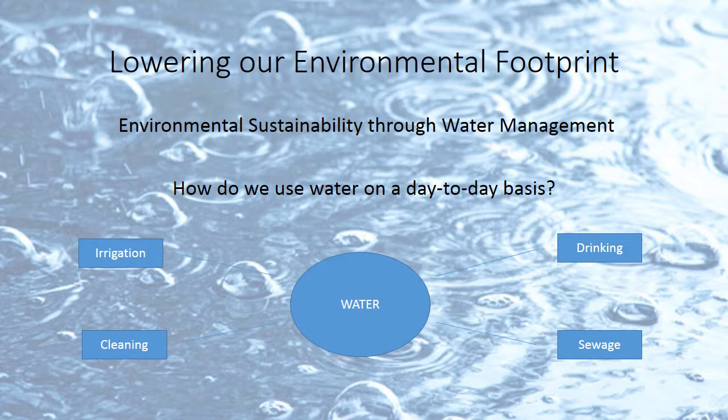We're going to do this through water management. We're going to look at how we use water on a day-to-day basis. Let's do a mind map and think of ways that we use water at school during the day. We use water for what? That's right, drinking, sewerage, cleaning, and irrigation. So watering our plants at school.